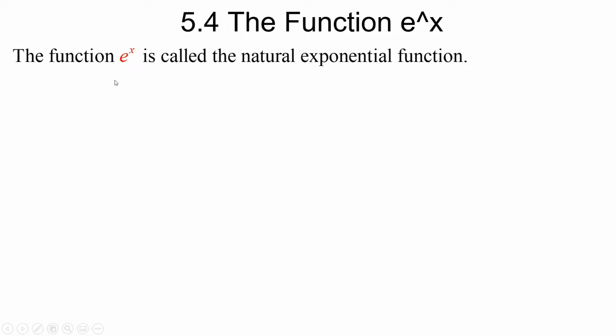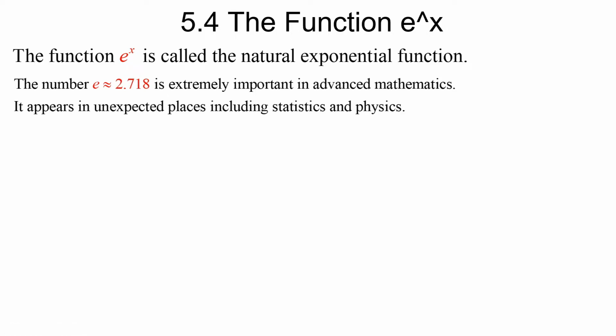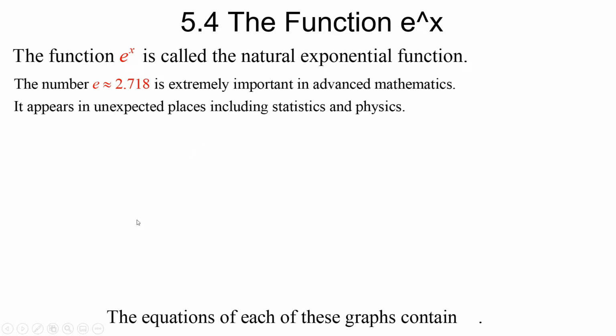Okay, so the function e to the x is called the natural exponential function because it occurs in nature all the time. The number e, which we have said is approximately 2.718, is extremely important in advanced mathematics. We use it all the time. And again, it appears in unexpected places, including statistics and physics. For instance, the equations of each of these graphs contains an e to the x power.